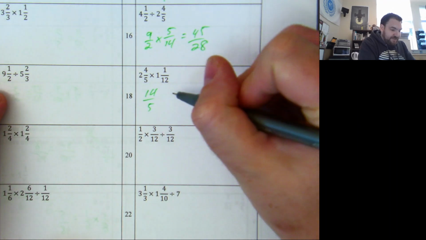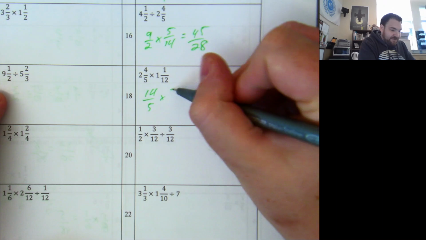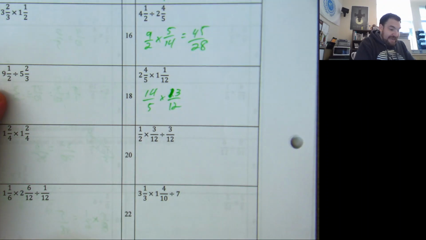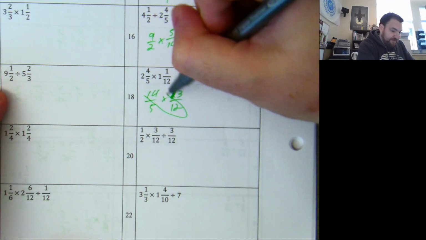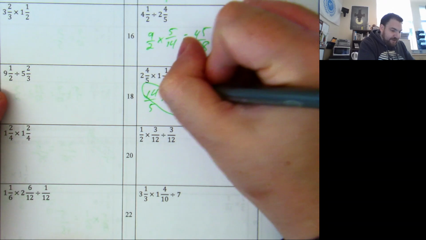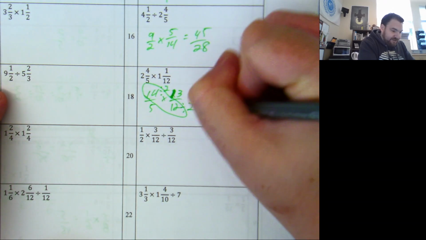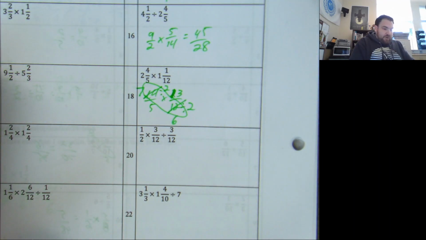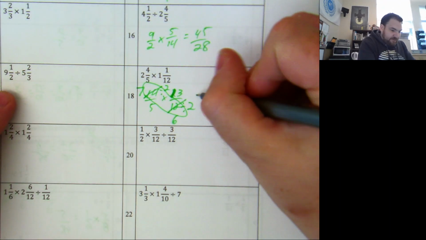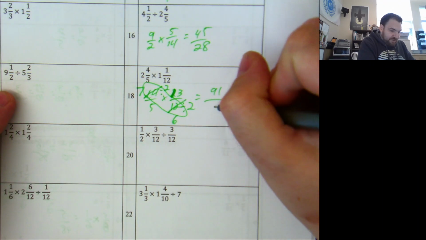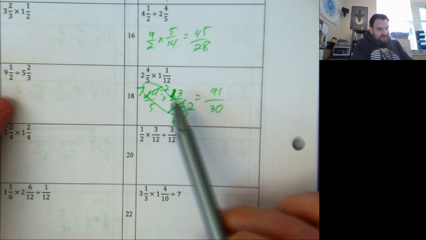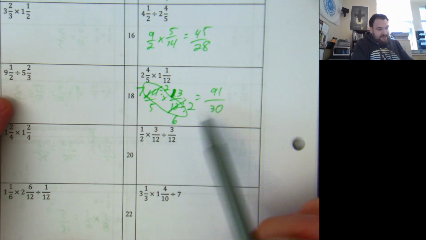This should be 14/5 times 13/12. I can reduce here. I'm going to cross-simplify these guys. Divide by 2, divide by 2. That's going to make that a 7 and that a 6. Oh boy, 7/13 is 91 over 30. Did I do that right? 7 times 10 is 70, 7 times 3 is 21, 70 and 21 is 91. Done, okay?